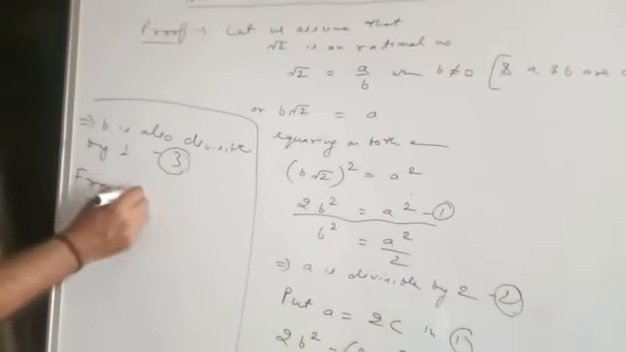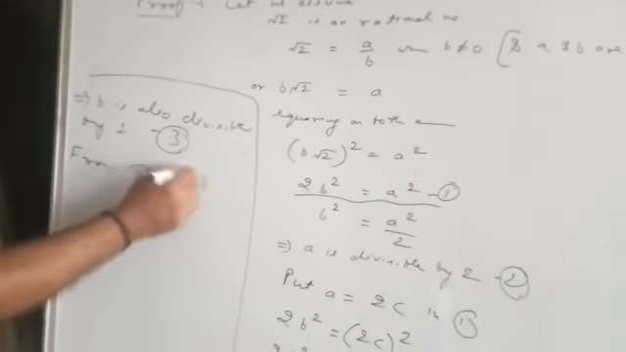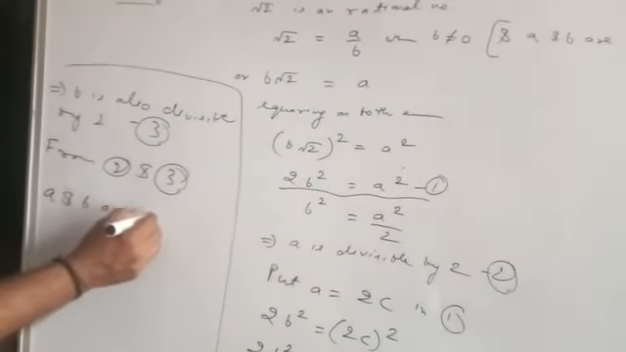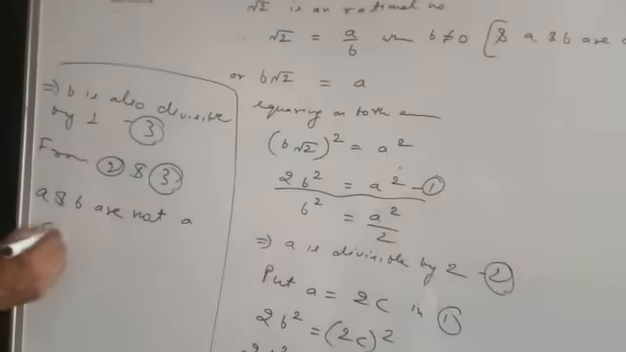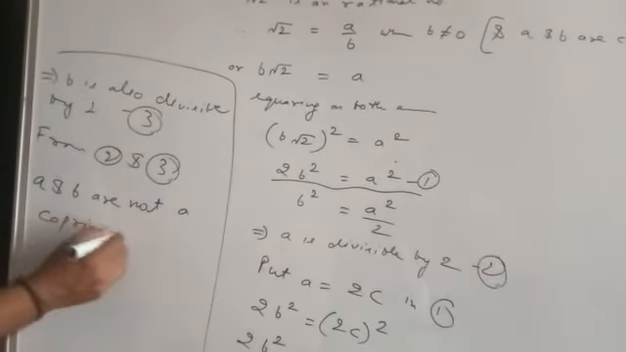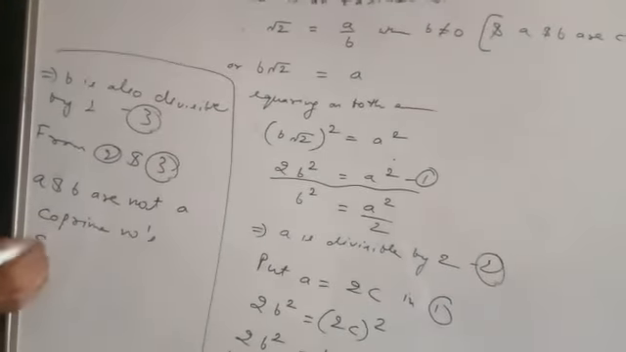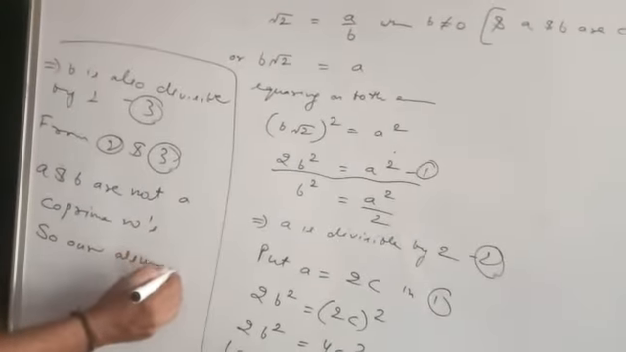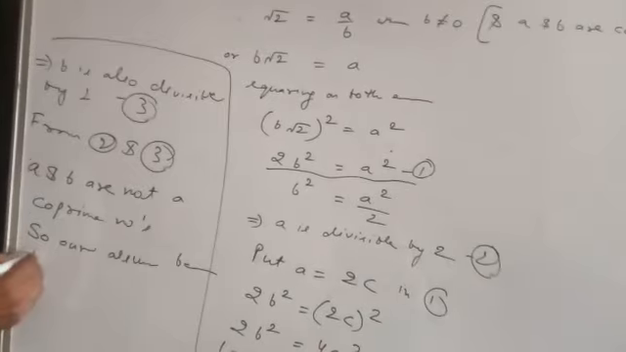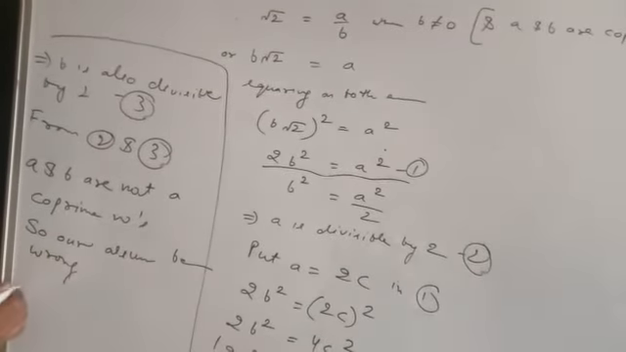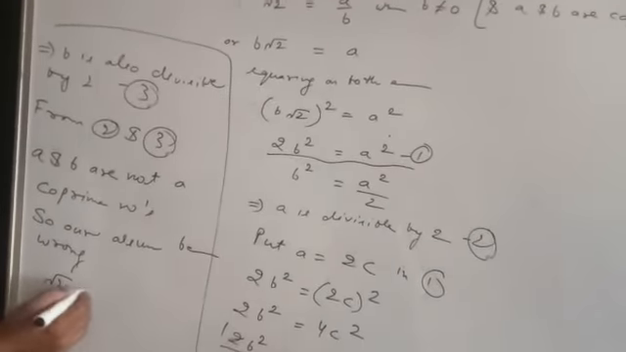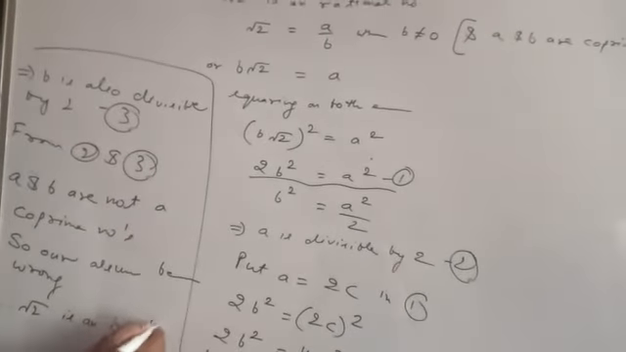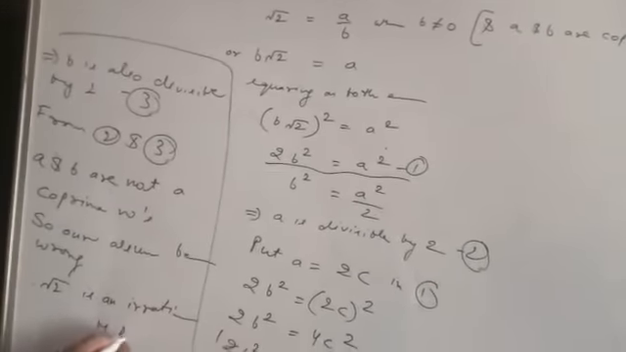From second and third, a and b are not co-prime numbers. So our assumption becomes wrong. Therefore, root 2 is an irrational number. Hence it is proved.